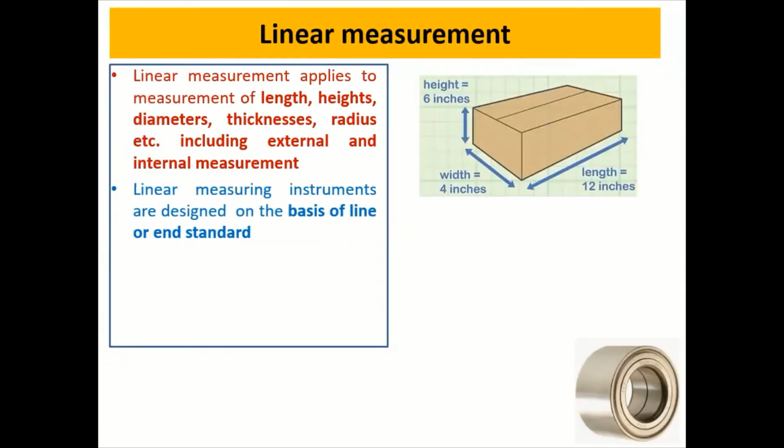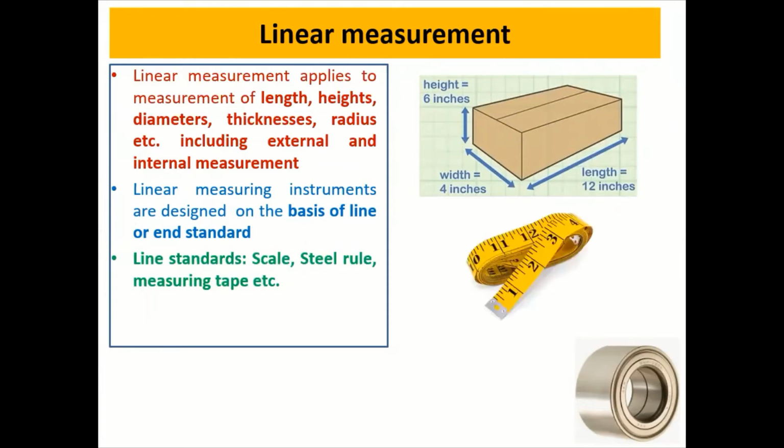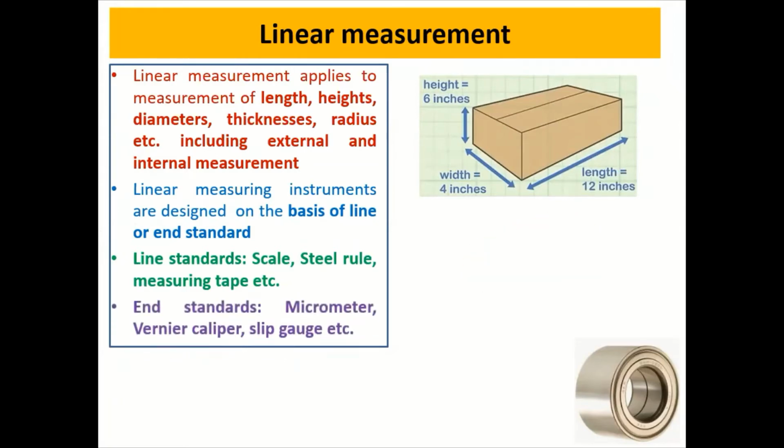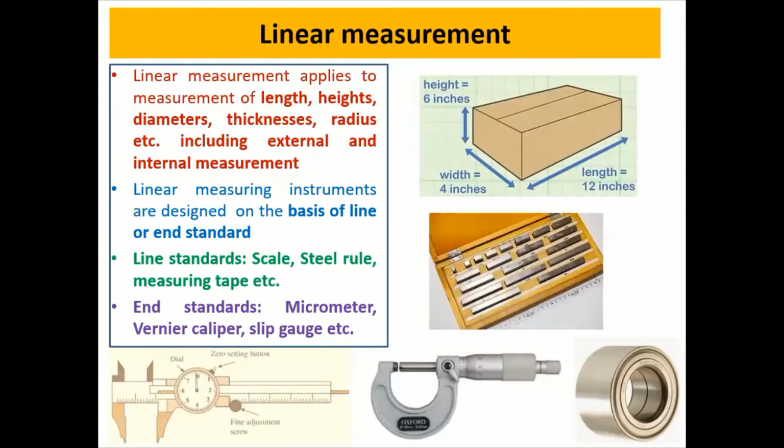Linear measuring instruments are designed on the basis of a line standard or an end standard. We have already studied the line standard and end standard. In the line standard, we can see the example of a scale and the measuring tape. While in the end standards, the various examples are micrometers, vernier caliper, and slip gauges. All the equipment named here are linear measuring instruments.